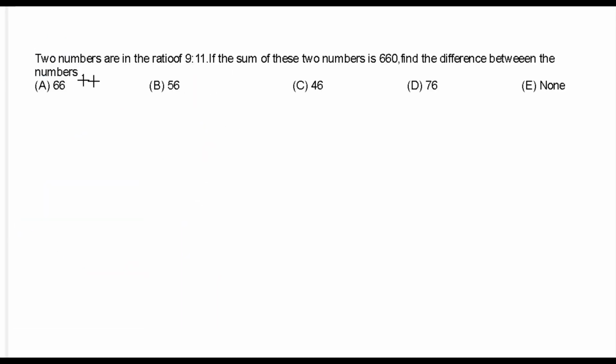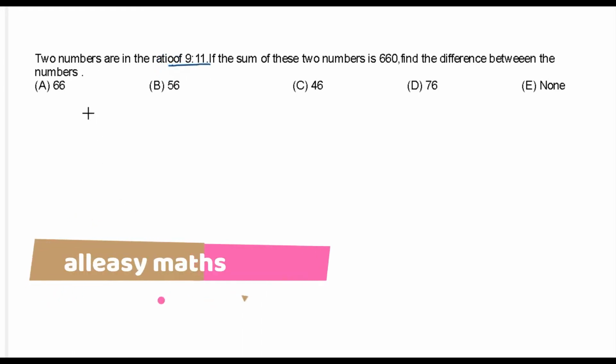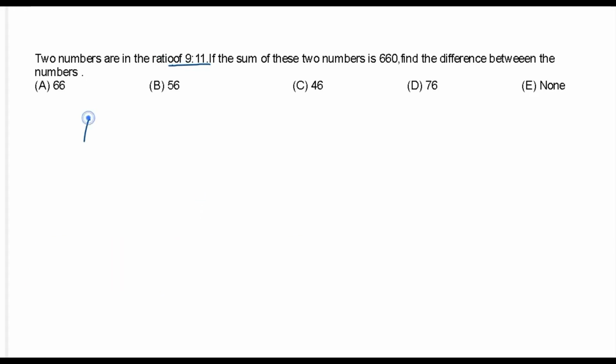Here we have a question. The question says that two numbers are in the ratio of 9:11. So let's take the first number as A and the second number as B, and according to the question, the ratio between A and B is 9:11, and further the question says that their sum is how much? 660.